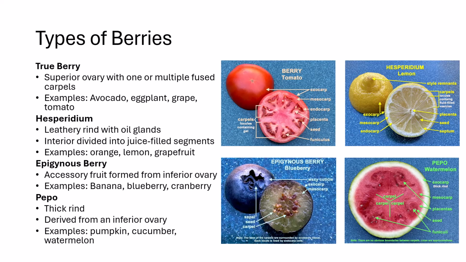Another specialized berry type is the pepo, which develops in plants of the gourd family. Pepos have a thick rind and also develop from an inferior ovary. Common examples include pumpkins, cucumbers, and watermelons. Together, these examples show that even within a single fruit category like berries, there is a great deal of structural diversity that reflects differences in flower anatomy and fruit development.